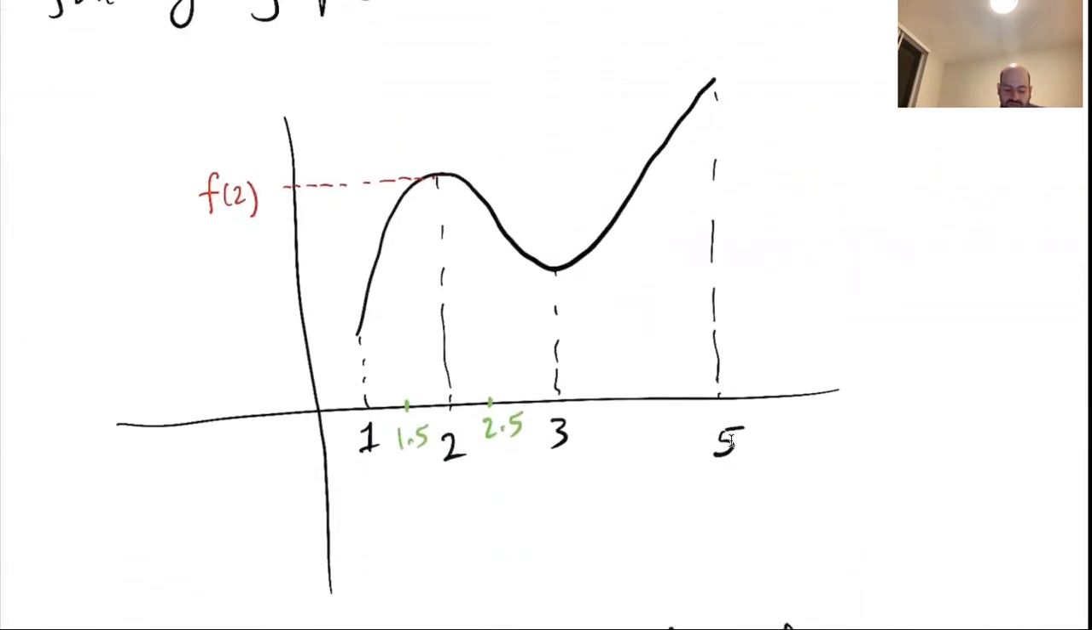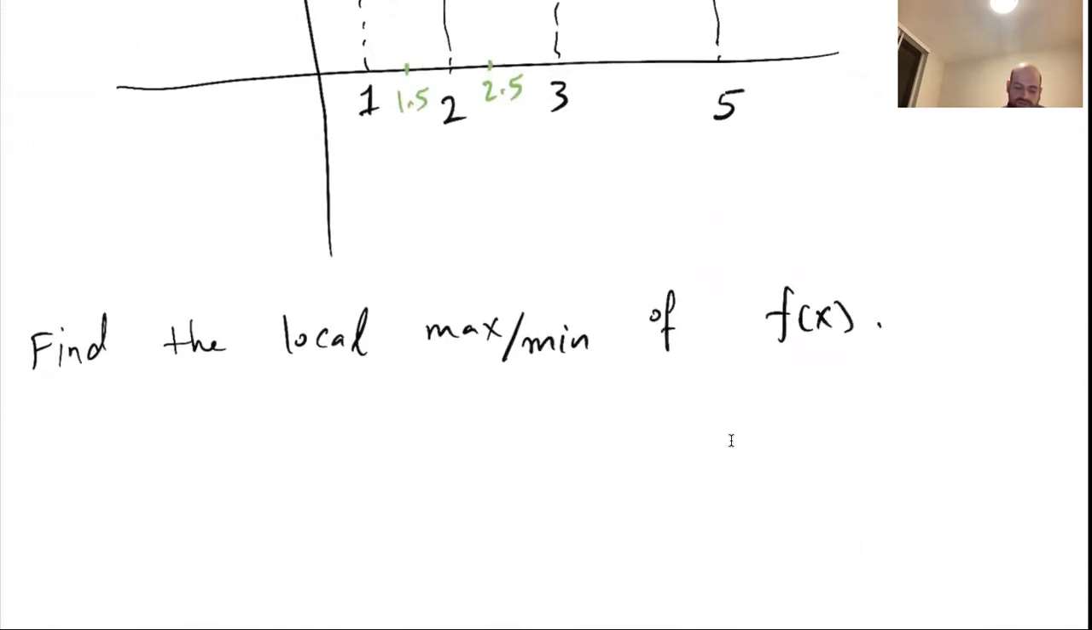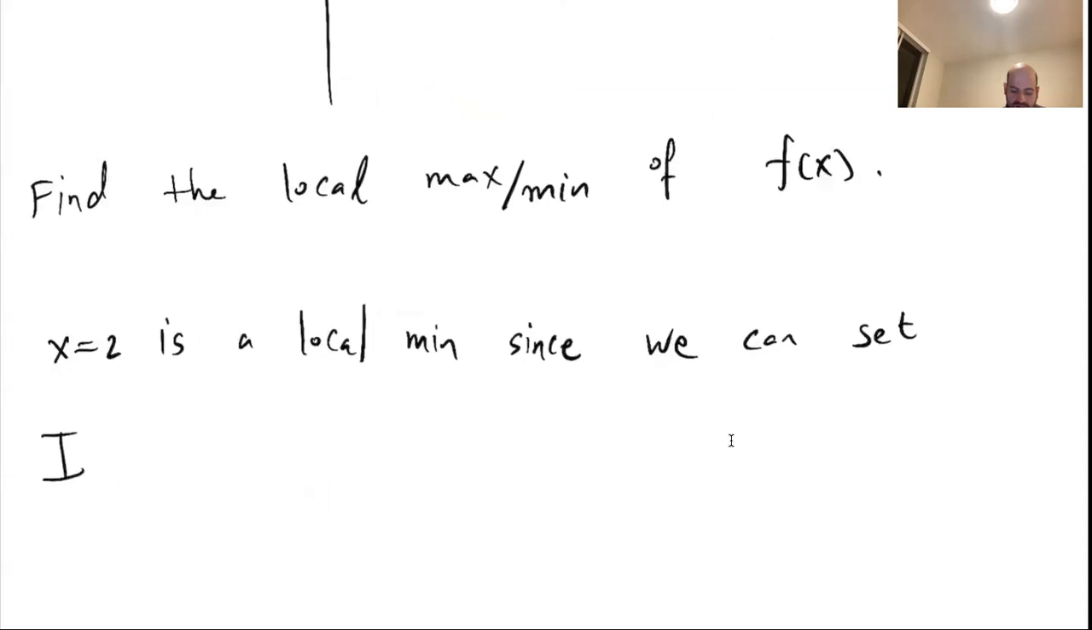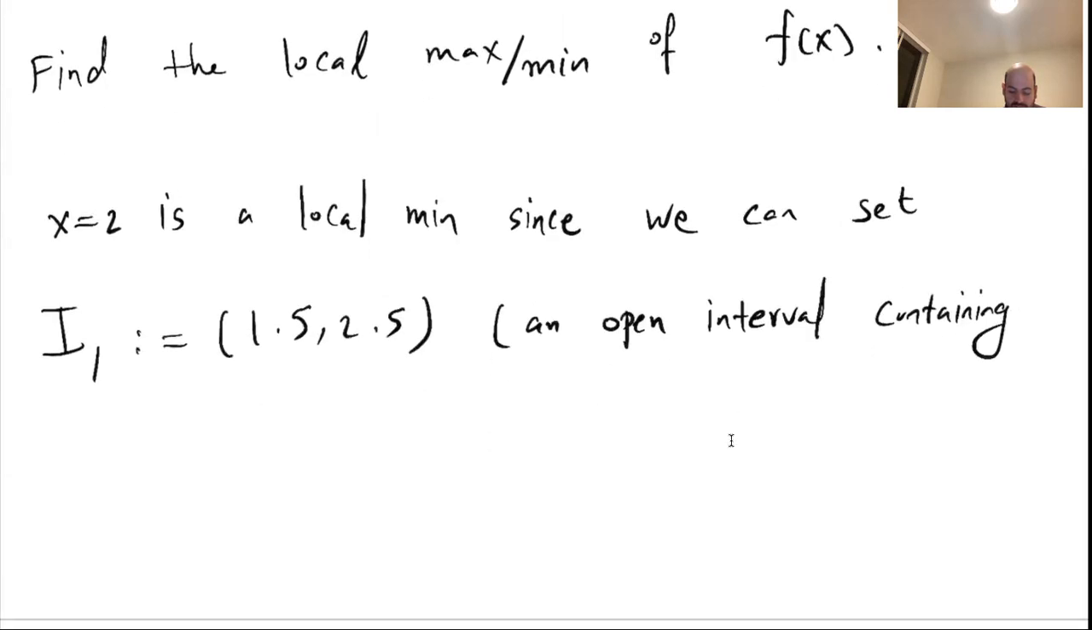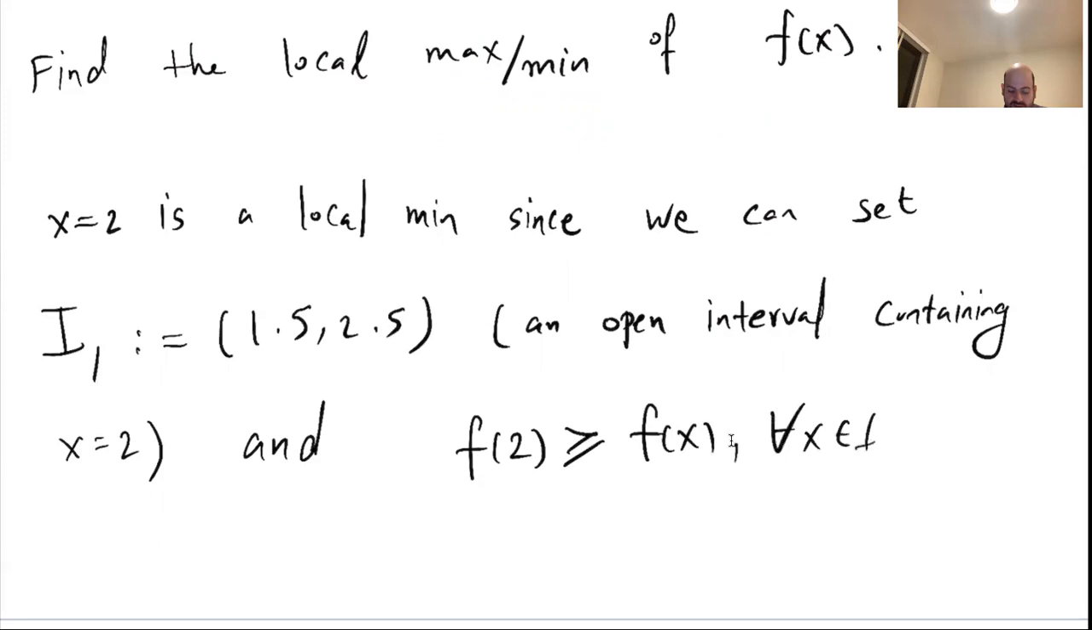So if I say, for example, 1.5 to 2.5, so x equals 2 is a local max, since we can set I, let's say I can call it I1, to be 1.5 to 2.5, which is an open interval containing x equals 2, and f of 2 is bigger than or equal to f of x for every x in I1.